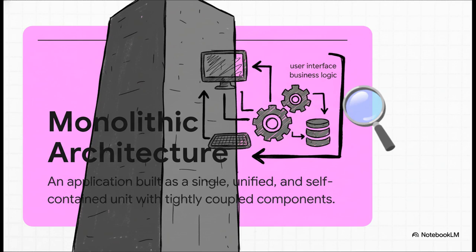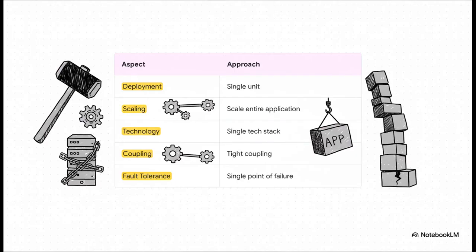Your kitchen, your living room, your bedroom, it's all just one giant open space. That, believe it or not, is basically a monolith. Everything is packed into one single, massive, interconnected codebase. And sure, when you're just starting out, it's simple, it's fast, but you can imagine how quickly that becomes an absolute mess. So what's the real problem with this all-in-one approach?